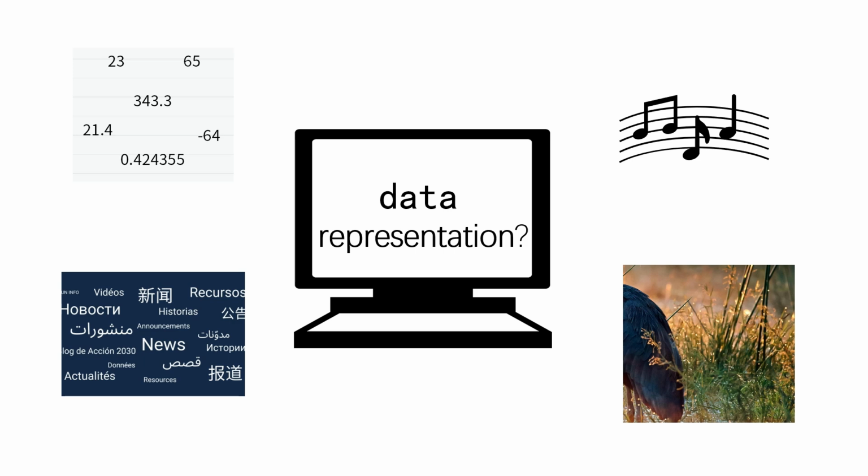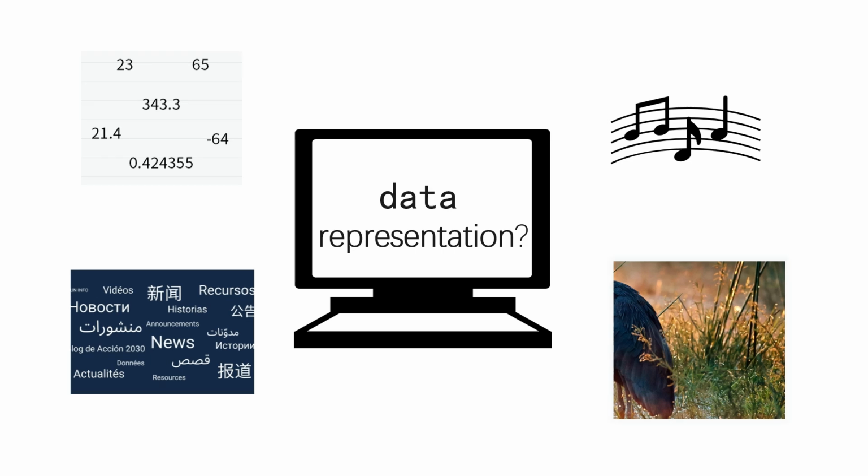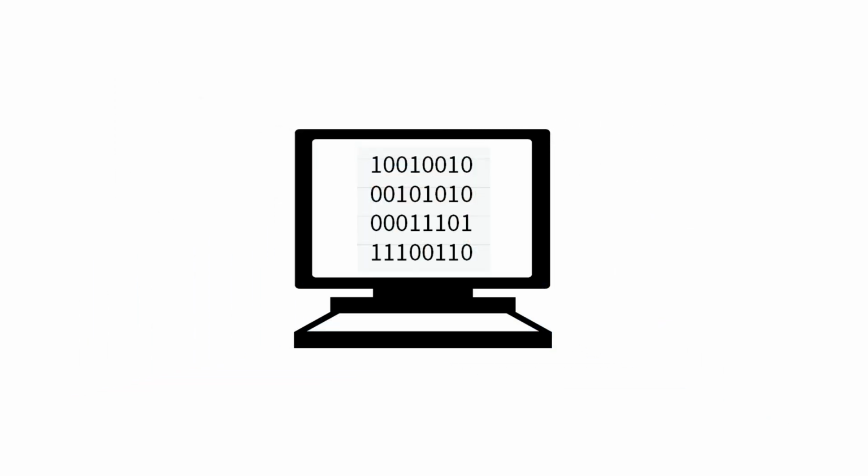The answer is surprisingly simple. Computers represent all information using only two symbols, 0 and 1. But how can just two symbols represent everything? Before we answer that, let's first look at how humans represent information by symbols.